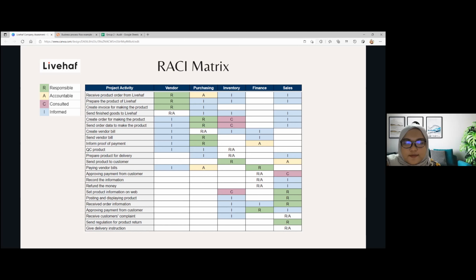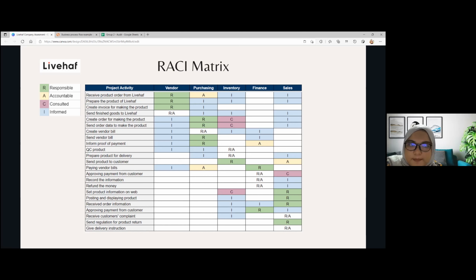Another activity is prepare product for delivery. This activity means when Livehaf gets an order, inventory will prepare and pack the goods. So the one who is responsible will be inventory, and purchasing and sales will be informed. Next is send product to customers. The one who sends is inventory, so inventory will be responsible and sales will be accountable.